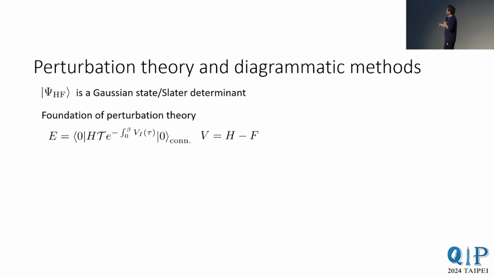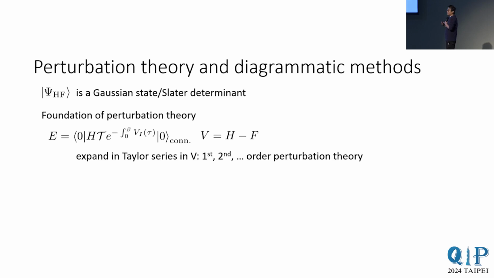And in the interaction picture, because this initial state is an eigenstate of a simple operator, the imaginary time evolution can be written in terms of just this perturbation in the interaction picture. So here I have the state that's been evolved to the ground state, and then I just expand the exponential in the Taylor series. And so the Taylor series is the perturbation theory.